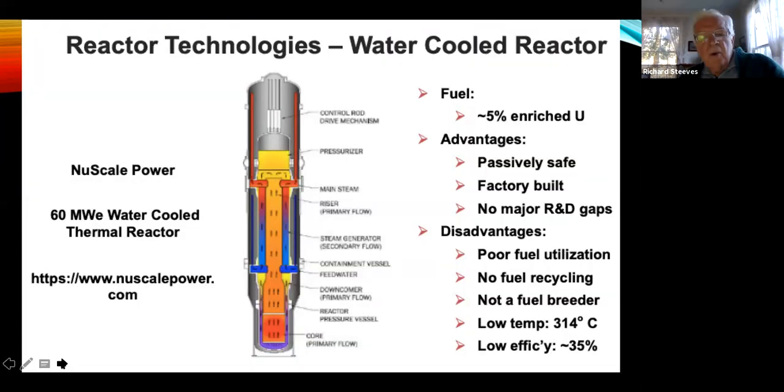There are some people who wanted to make sure that we're aware of the disadvantages. They do make some wonderful advances, but the disadvantages mentioned here are that, because it's water cooled, there's poor fuel utilization, only 2% or so, no recycling of that fuel, there's no breeding, and the temperature, even with the elevated pressure, is still limited to 300 degrees centigrade with a fairly low efficiency. So we have to look at that side of it as well.